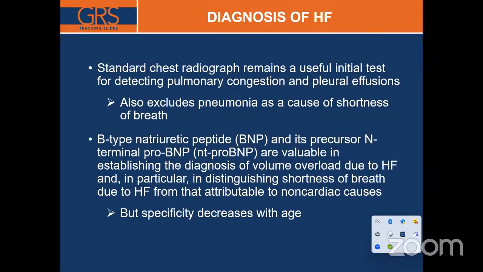How to investigate a patient with heart failure? Standard chest X-ray remains the useful initial test for detecting pulmonary congestion or pleural effusion, and also to exclude pneumonia as a cause of shortness of breath in elderly people. Another test is B-type natriuretic peptide, the BNP. BNP and its precursor N-terminal pro-BNP are available in establishing the diagnosis of volume overload due to heart failure, and in particular in distinguishing shortness of breath due to heart failure from that attributable to a non-cardiac cause. However, the specificity of BNP decreases with age.